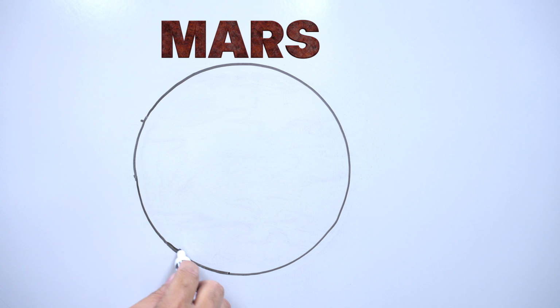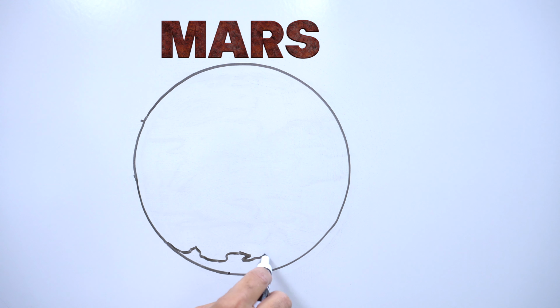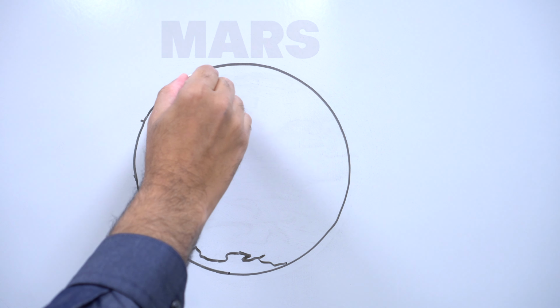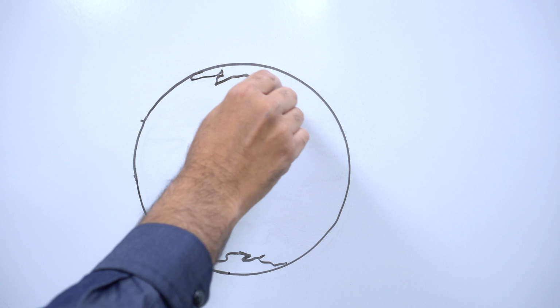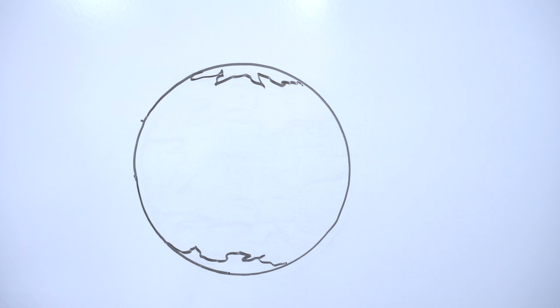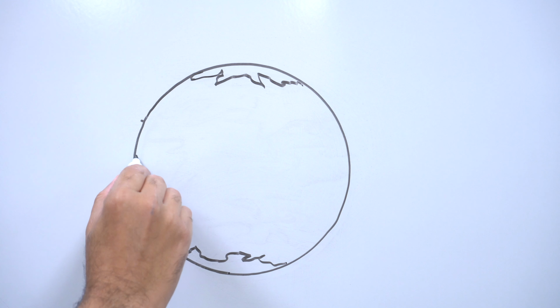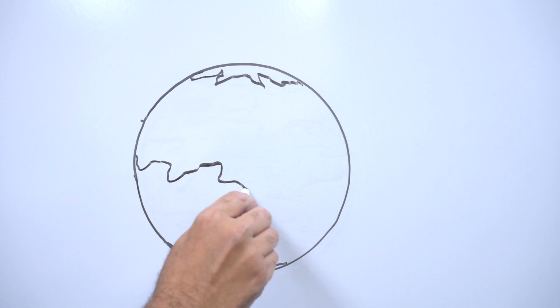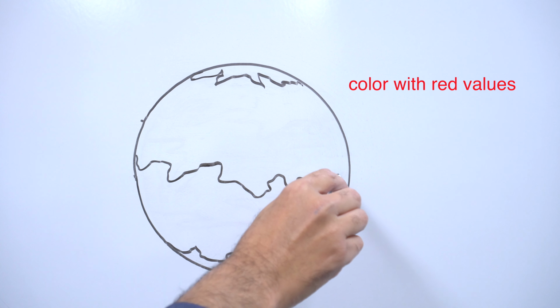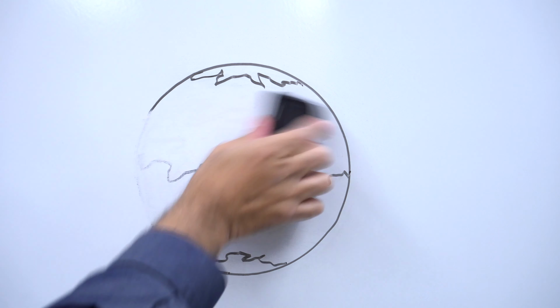Alright, let's skip the Earth and go straight to Mars. Mars has a polar north and a polar south. From pictures I see that it has an equator line that's wiggly. So go ahead and add that and color it different values of red.